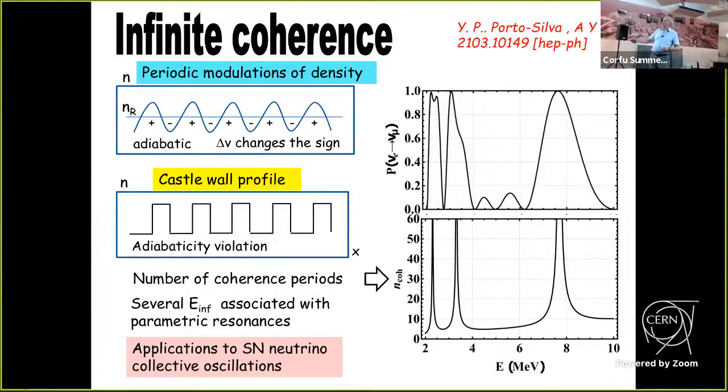Another interesting example is the castle-wall profile, which to some extent imitates the situation in the case of supernova. So you have a density profile of this type. And again, you have several points, several energies, at which the coherence length becomes infinite. So this is the number of periods when you keep the coherence. And you see there are several energies at which you have infinite coherence. They are more or less close to so-called parametric resonances. Again, this result has some applications for supernova neutrinos.